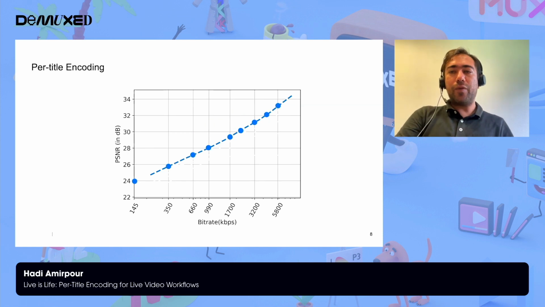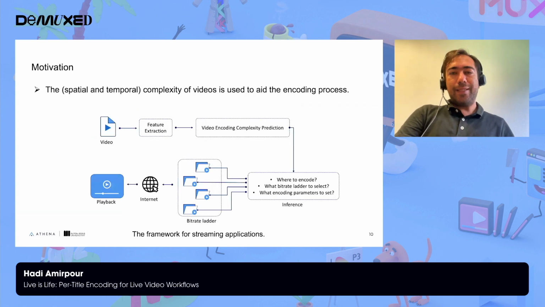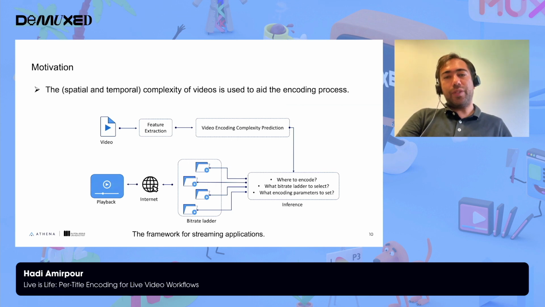If we could predict the convex hull in real time for live video streaming, the second challenge will be selecting the best representations from the predicted convex hull to construct the optimized bitrate ladder. These challenges motivated us to find solutions for online per-title encoding in live video streaming. To this end, we need to extract some features from the video which can aid the encoding process and help us to answer some questions, such as where to encode, what bitrate ladders to select, and what encoding parameters to set.